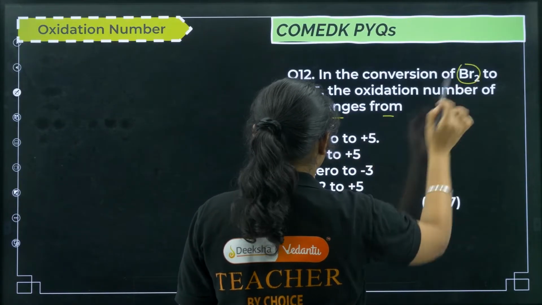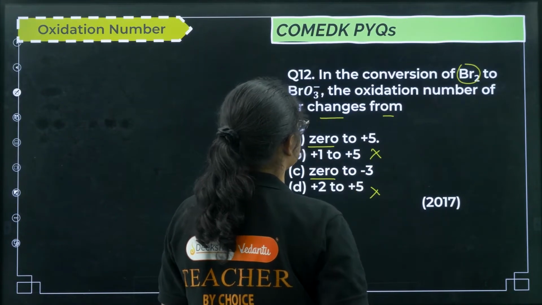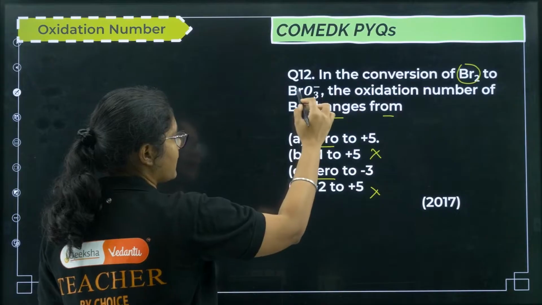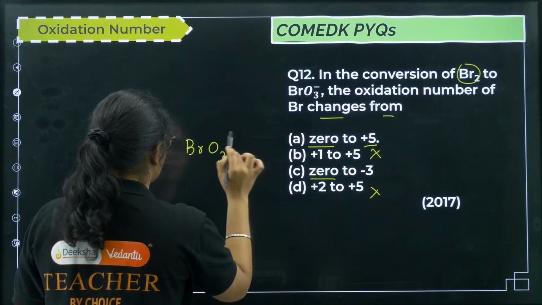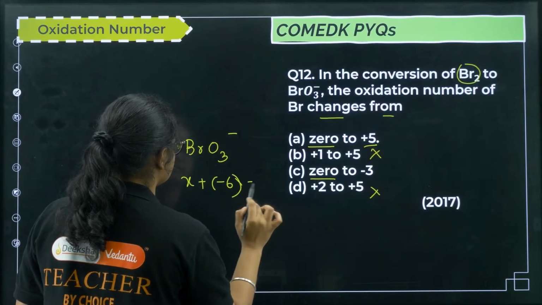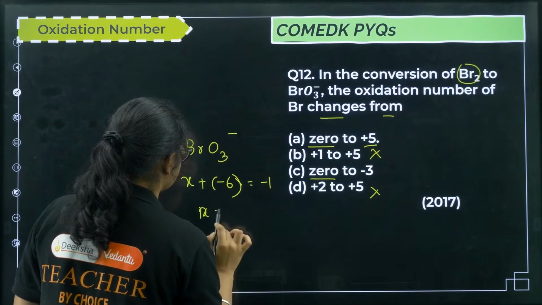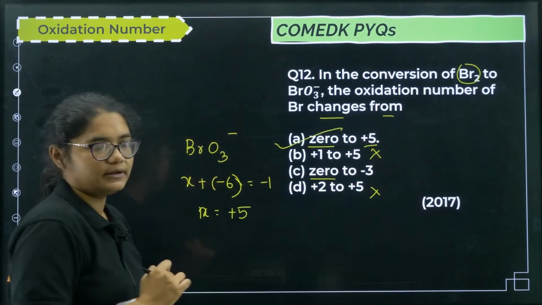Next, in the conversion of Br2 to BrO3 minus, the oxidation number of bromine changes from. So in Br2 it is 0, right? So we can eliminate these two options because we have only 2 options with 0. Now in BrO3 minus, it is plus 5 here. So I can calculate and show you. So Br, let it be x, oxygen is minus 2 into 3, so it is minus 6, is equal to minus 1. So x is equal to plus 5, okay. So that is option number A.